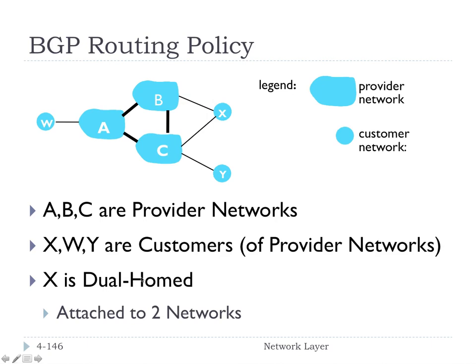X is dual homed, and that means that it's attached to 2 networks. So are they getting services from A and B? Or B and C? B and C.